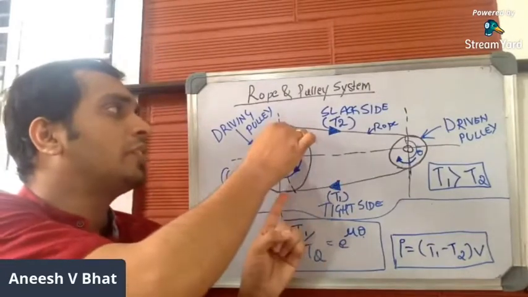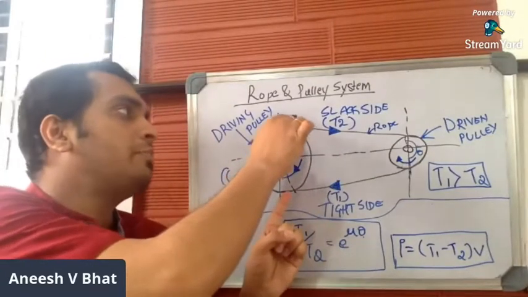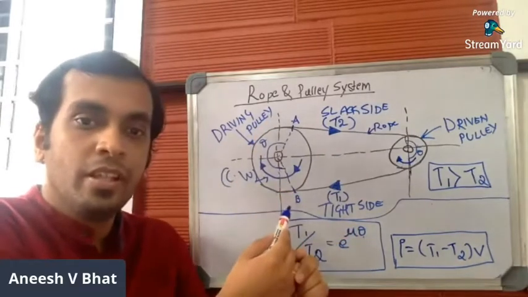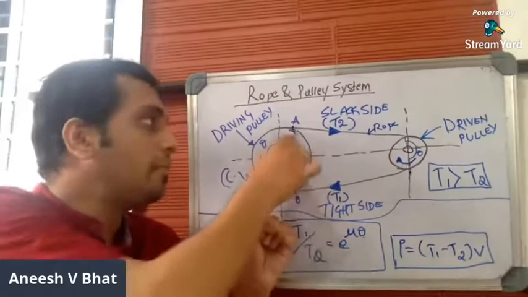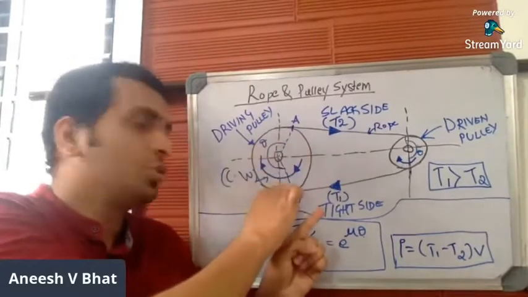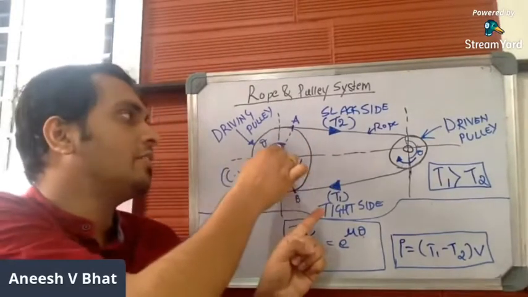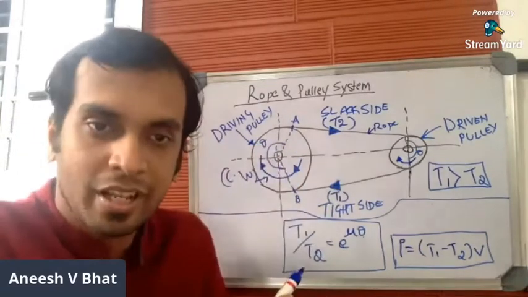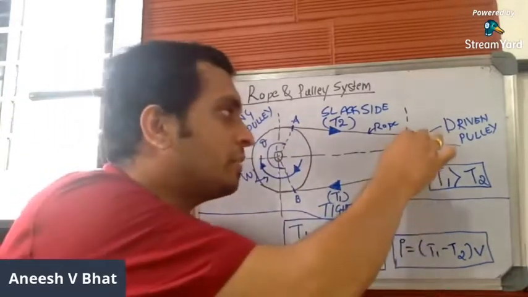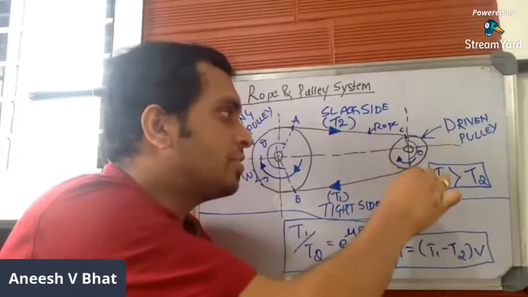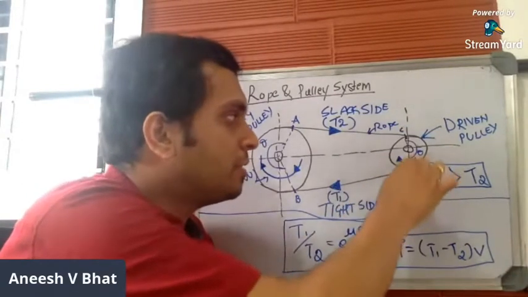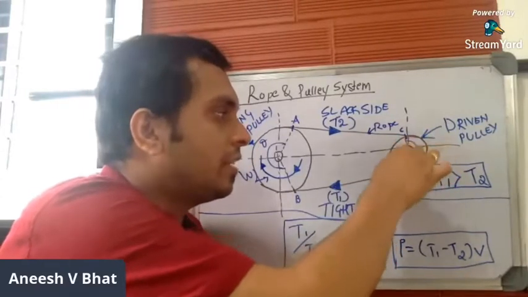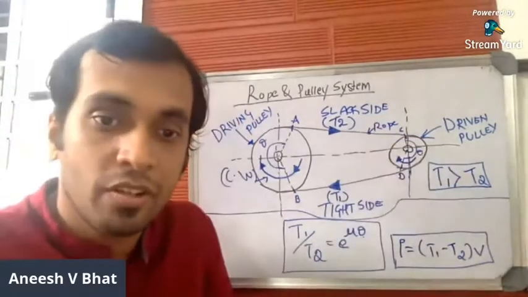See, the rope is in contact with the pulley till this particular point. Let me name this point as A, and here let this point be B. So the rope is in contact with the pulley from A to B. So the angle theta is between A and B. This is the angle of contact. Even here, the rope is in contact with the pulley till this point C and this particular point D. So this angle will be theta. Angle of contact will be theta.